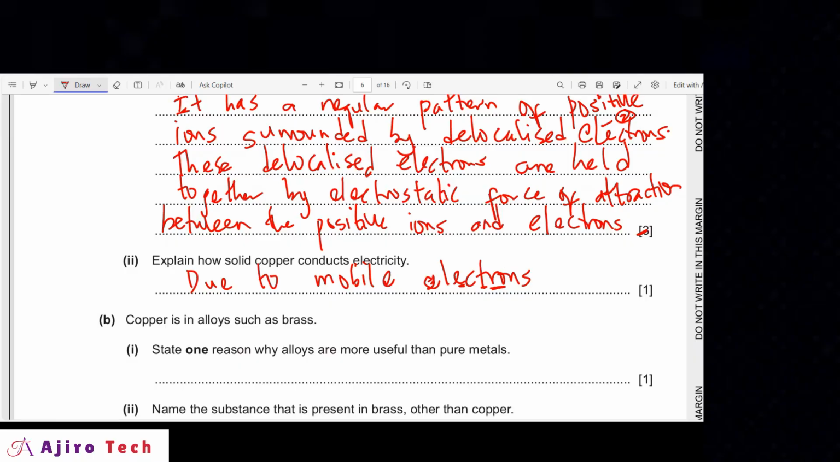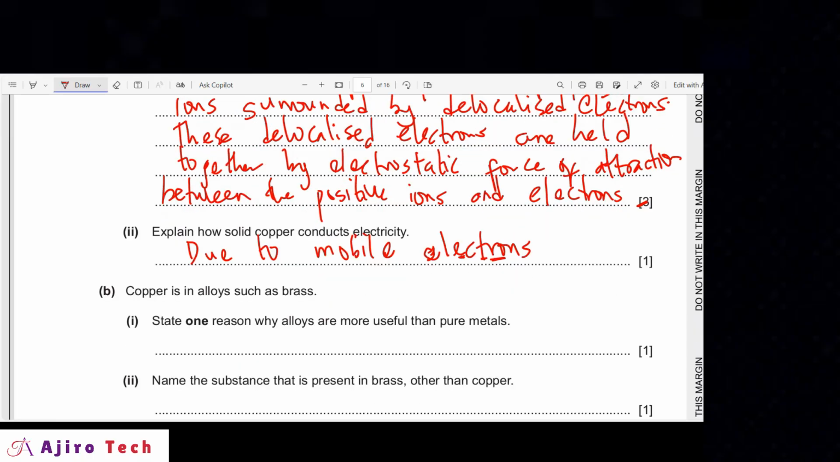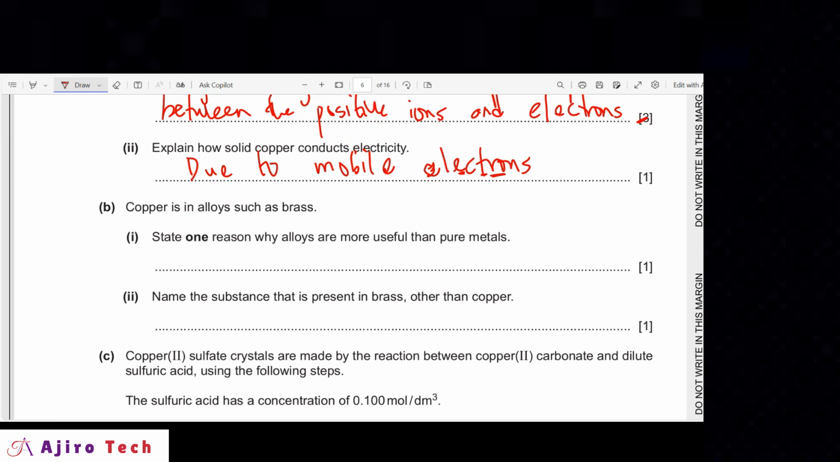Copper is in alloys such as brass. State one reason why alloys are more useful than pure metals. Of course, you know that alloys are harder than pure metals, making them more durable. So they are harder than the pure metals, making them durable, okay? Or you could say they are stronger, either of them.